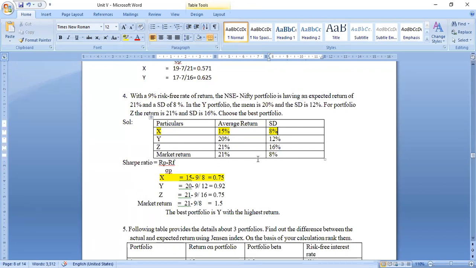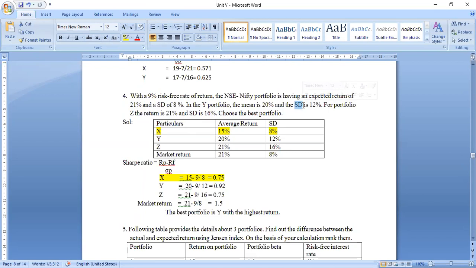Now here they have not asked whether it is going to be Sharpe or Treynor. So if they have not specified, and they have just given here as choose the best portfolio, now we are given RP, we are given RF. When you're given standard deviation, it indirectly means that we have to calculate the Sharpe ratio. If they're given a beta value, it means we have to calculate Treynor.